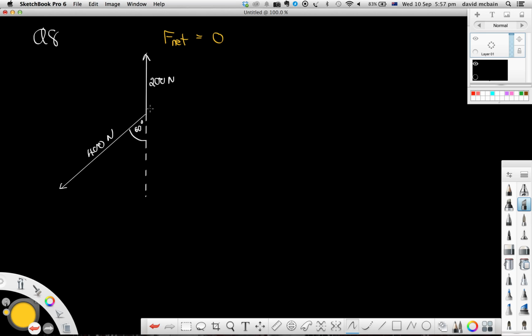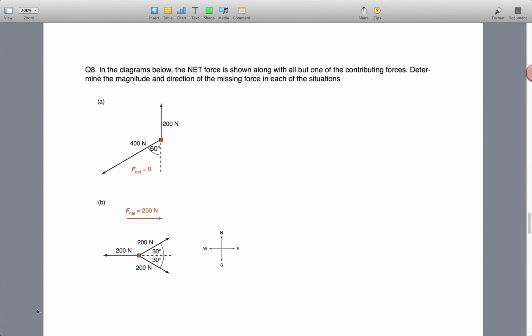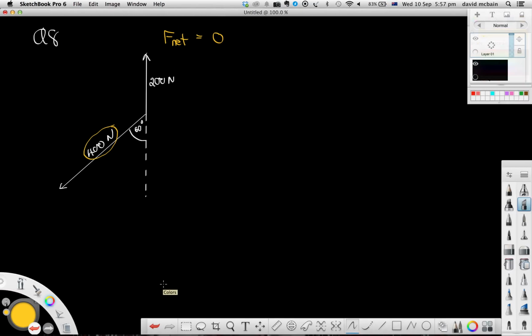Now you notice that they're acting at sort of weird directions to each other. So what we want to do is work out the components. So what I'm going to do is look at my 400 Newton force. I'm going to work out its vertical component. Actually, I think we've got a compass rose there. Come to think of it, yes, north, south, east and west. So I'm going to work out its southerly component and its westerly component. So that's what we're going to do.